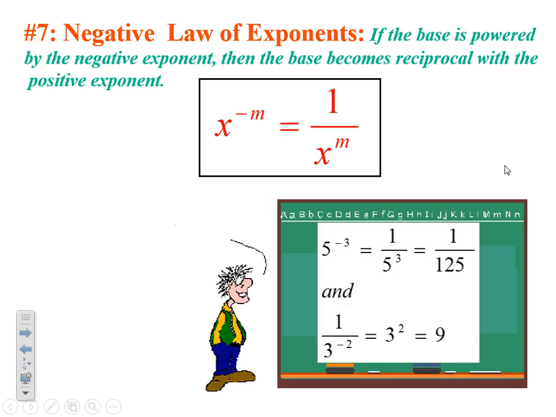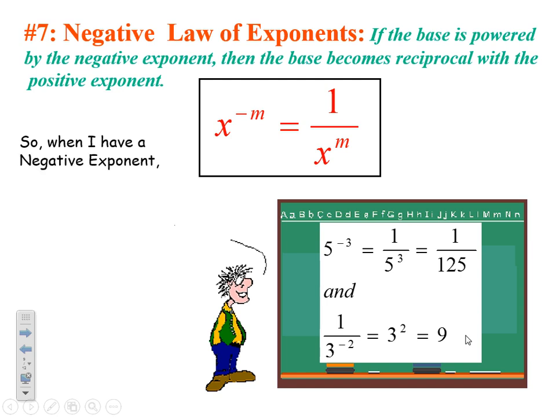Right, an example of this, I have 2 of them for you. I have 5 to the negative 3, it's going to become 1 over 5 to the 3rd, which can be simplified to 1 over 125. Now, if I have a negative exponent in my denominator, now it needs to be moved to my numerator. So the reciprocal of 1 over 3 to the negative 2 is going to be 3 to the 2nd, which equals 9.